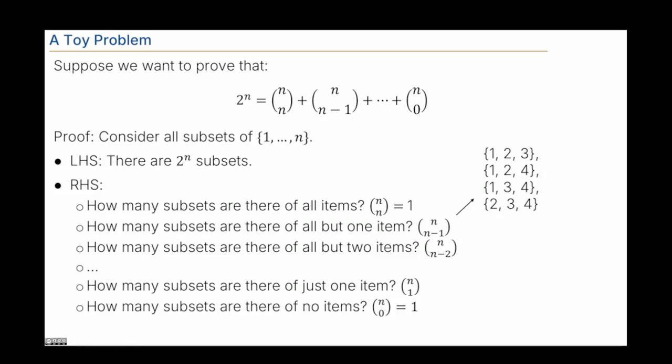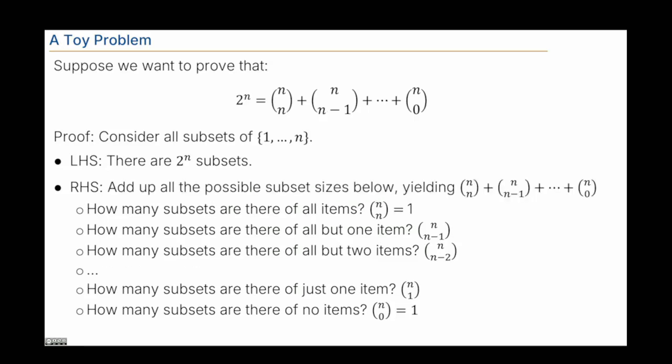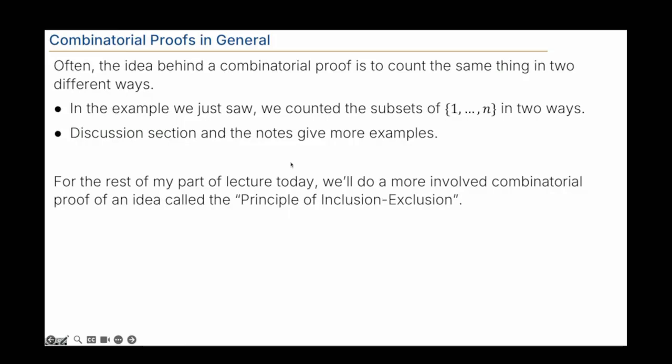The binomial theorem, which we did last time, is a more useful identity. Basically, the idea is we have the left-hand side and the right-hand side. By counting the same thing in two different ways, we proved an identity. That's the whole story. In the discussion section and also in the notes, there are more examples of such simple combinatorial proofs where you prove arbitrary identities, just to get some practice flexing your brain to think about, if I wanted to count things in two different ways, how would I do that?